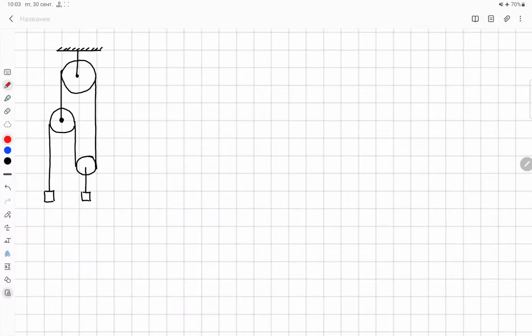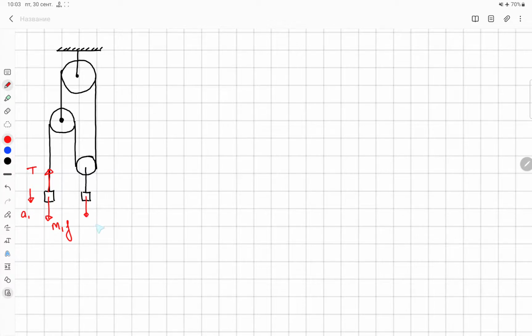So again, we need to draw a free body diagram. We have three objects, three masses: m1, m2, and this movable pulley has its mass, m. This one and this one are massless. Only this one has its mass equal to m. For this one, downward we have a gravitational force, m1g, upward, let's call it tension. And let's say it's moving downward with acceleration a1.